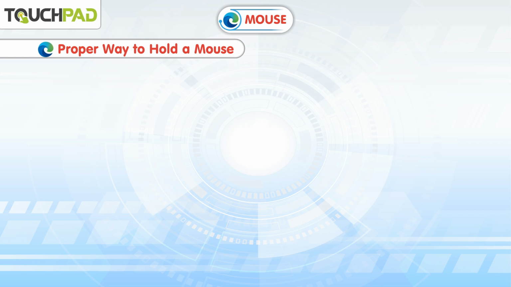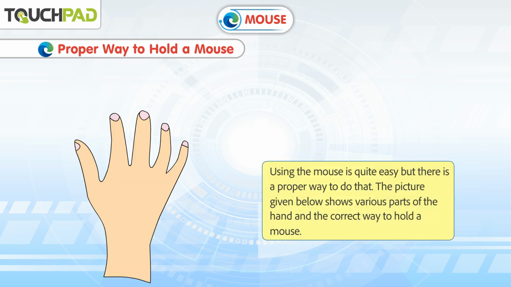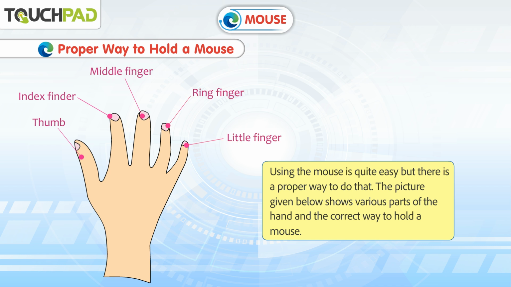Proper way to hold a mouse. Using the mouse is quite easy, but there is a proper way to do that. The picture given below shows various parts of the hand and the correct way to hold a mouse. Thumb, index finger, middle finger, ring finger, little finger.